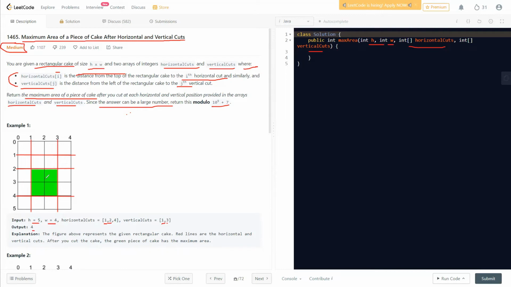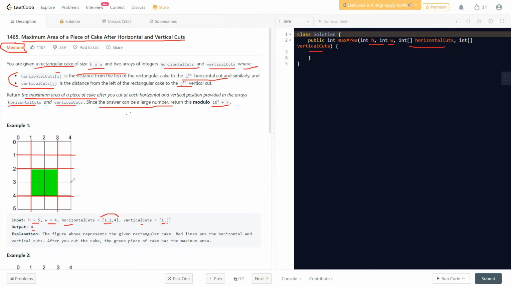Now, how should we think about this question? The first thing is that nowhere is it given that the horizontal cuts or the vertical cuts will be in sorted order. So we cannot take it for granted that they will be sorted. The first task for us is to sort these two arrays so that we cut the cake in the proper ordering.